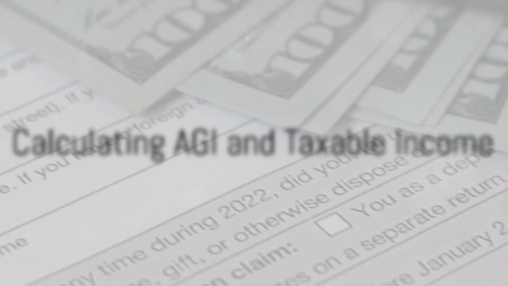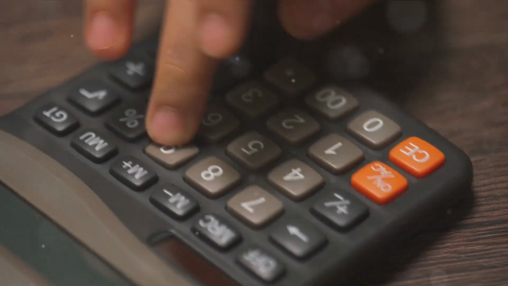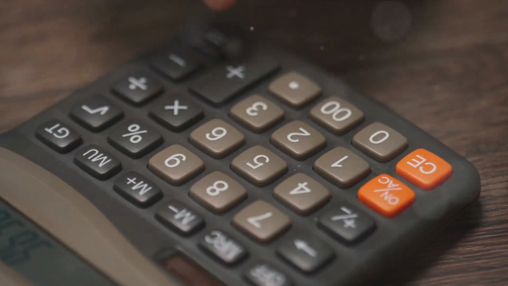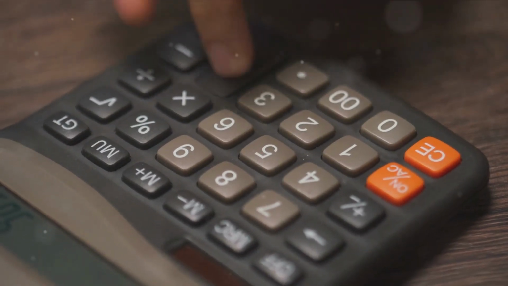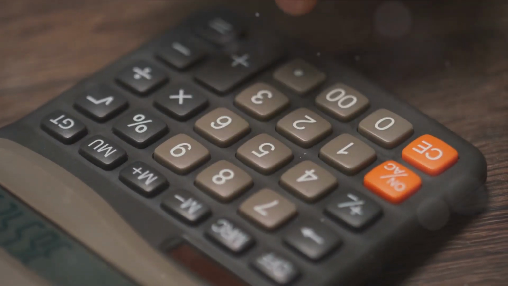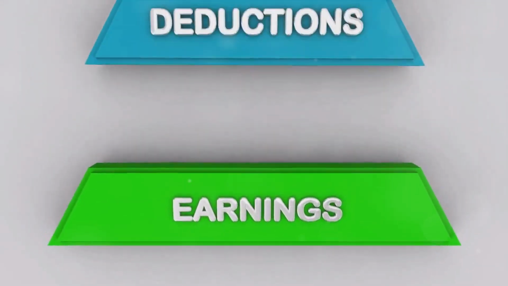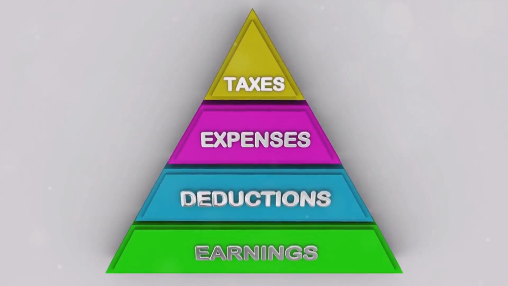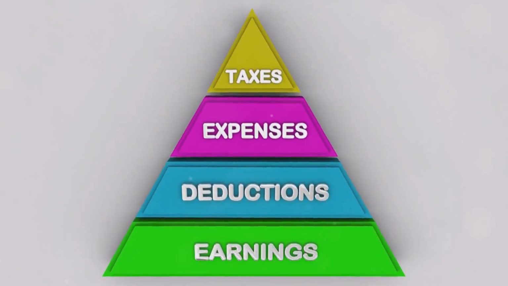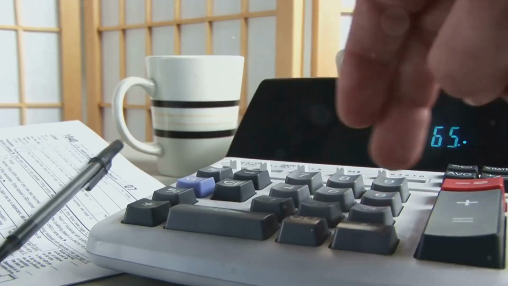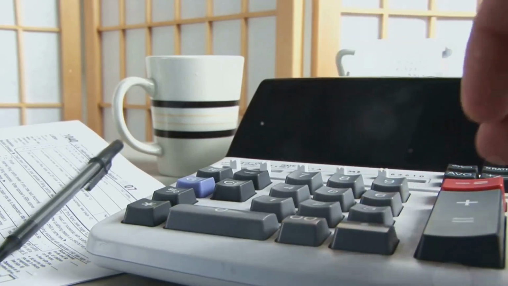Now, it's time to calculate your adjusted gross income, or AGI. This is your total income for the year, minus certain deductions like student loan interest, alimony payments, or contributions to a traditional IRA. Once you've calculated your AGI, subtract your deductions, either standard or itemized, to determine your taxable income. Then, apply the tax rates for your filing status to find out how much you owe.